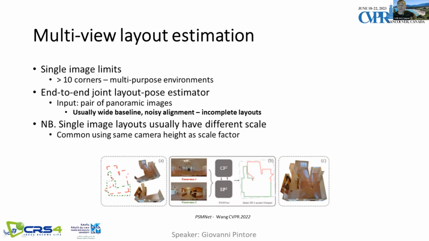To this end, many works try to join multiple views, even to reconstruct a single room or a single structured room environment. The common case is to use a couple, just two, equirectangular images to cover a complex scene. We have a wide baseline, and the alignment between images will be noisy, and so also the layout from a single pose will be incomplete. Typical solutions try to find the mutual pose and the full layout jointly.